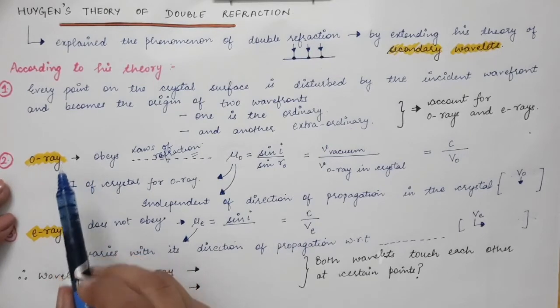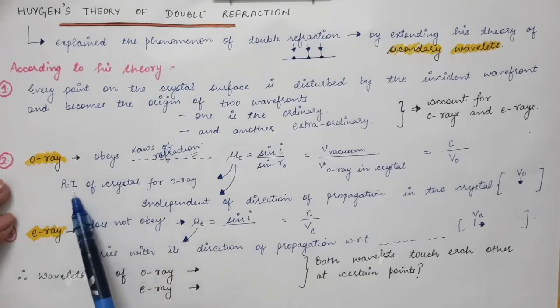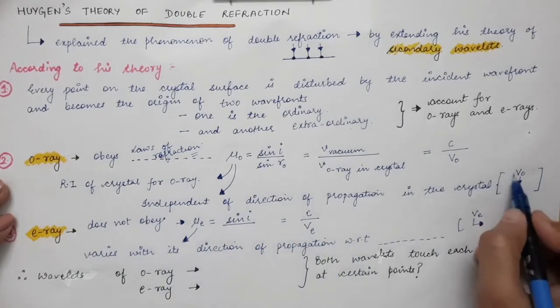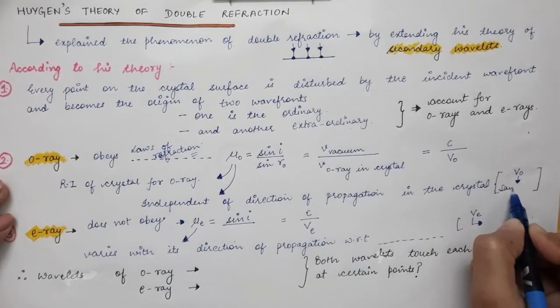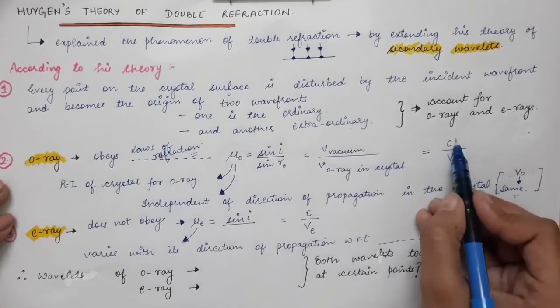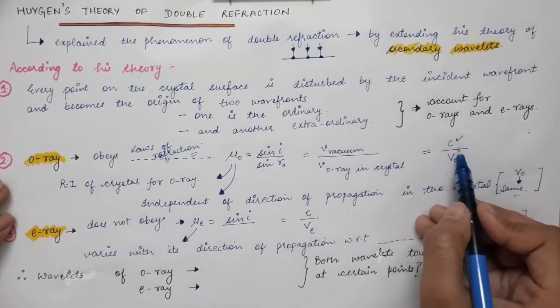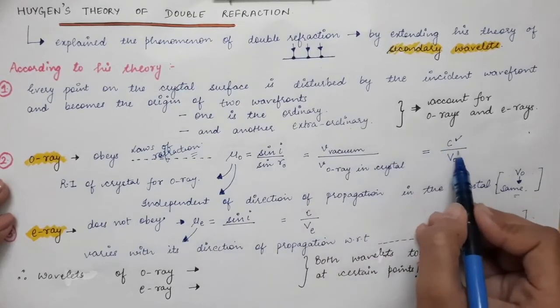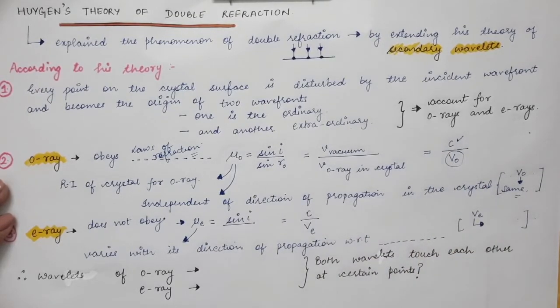So the O-ray is the ordinary ray, and its refractive index is independent of the direction of propagation. Due to this, the velocity of the O-ray is the same in all directions. If mu is constant, and c is constant as the velocity of light in vacuum, then if mu_o is constant, V_o will also be constant in all directions.